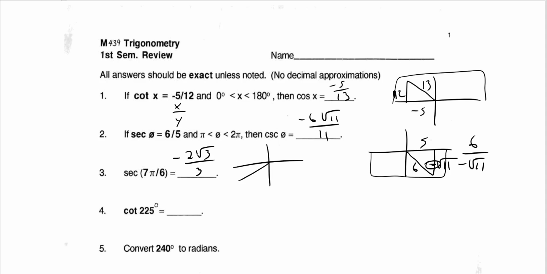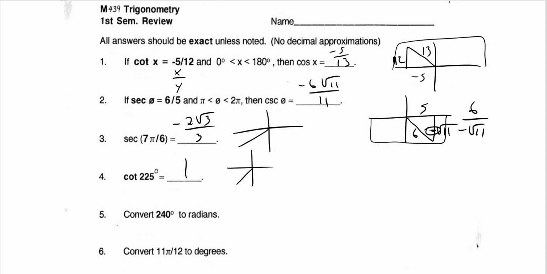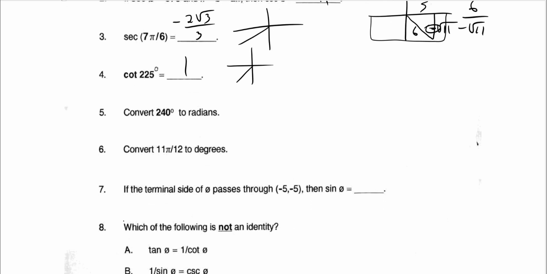Okay? Cotangent of 225, so it's a 45-degree angle, and cotangent of 45 is 1. Of course, cotangent is the same thing there, it's 1. And 225 is over here, so of course, it's positive 1. Okay. All right, convert 240 to radians. Again, that's a really easy problem. So 240 times pi over 180. However you want to do this, cancel that out, and it's 24 over 18, which is just 4 pi over 3.